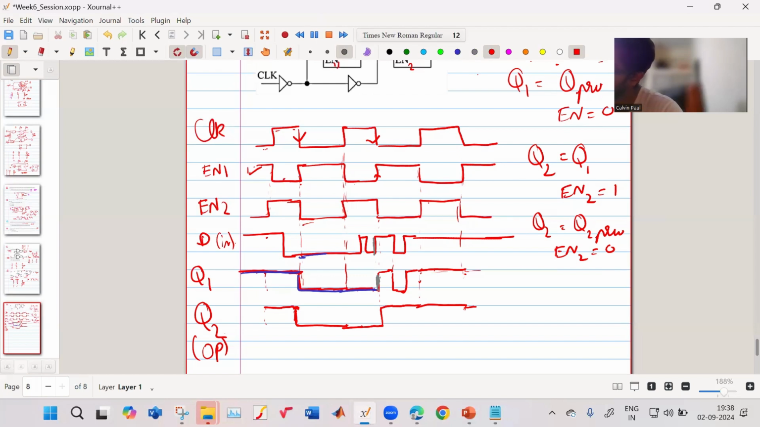Now let us consider Q2. Q2 is on only when enable 2 is on. When enable 2 is on, it will take Q1 directly. When enable 2 goes low, then Q2 will hold on to its previous value. Right?